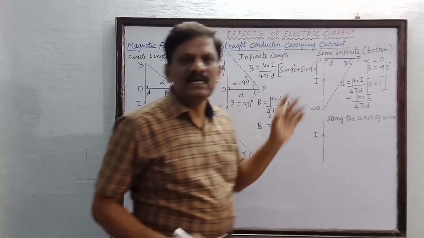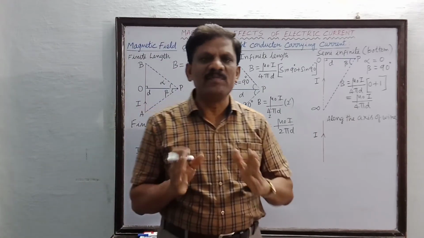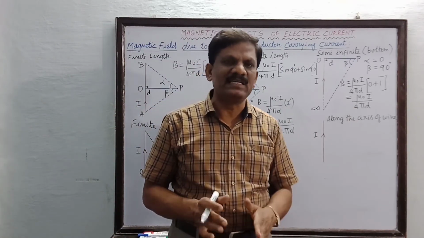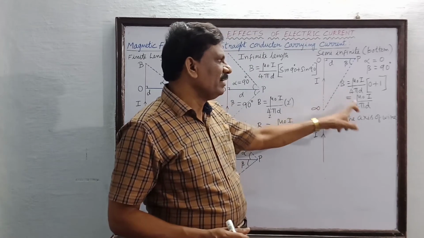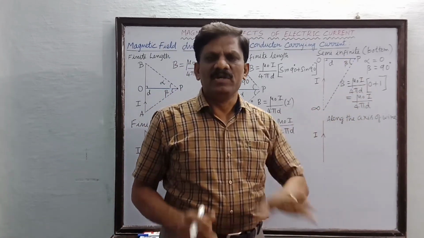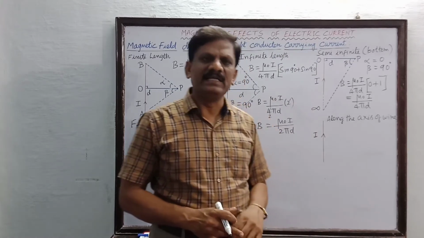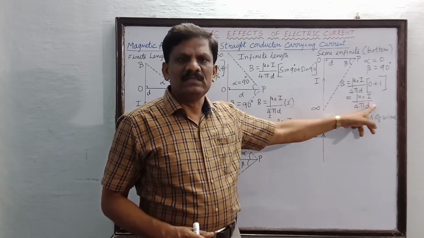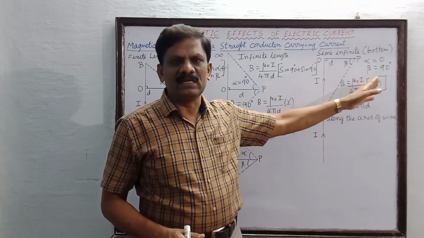So this is a standard expression. Directly you have to remember, keep it in your mind. For semi-infinite, the magnetic field B is equal to mu naught I by 4 pi d. Most of the numerical problems given in NEET and IIT are based on this only. Semi-infinite conductors they are giving.